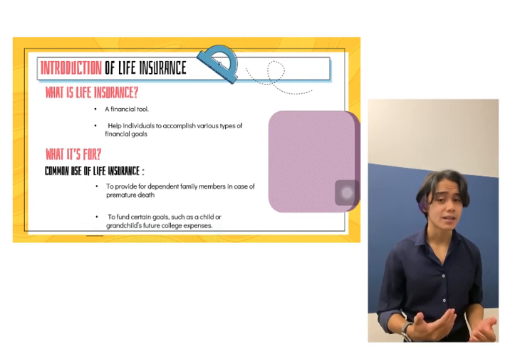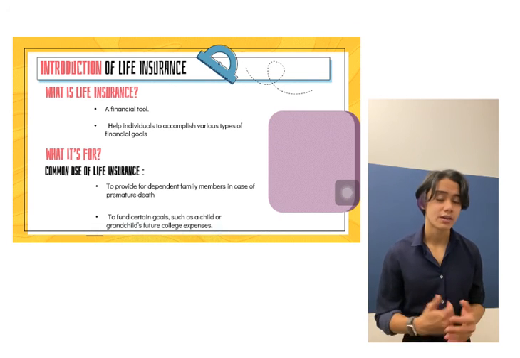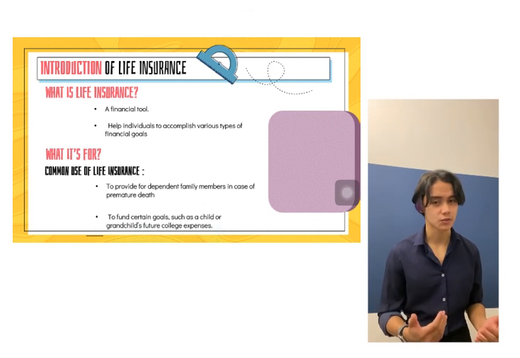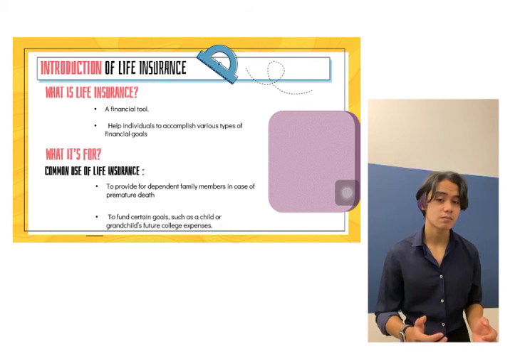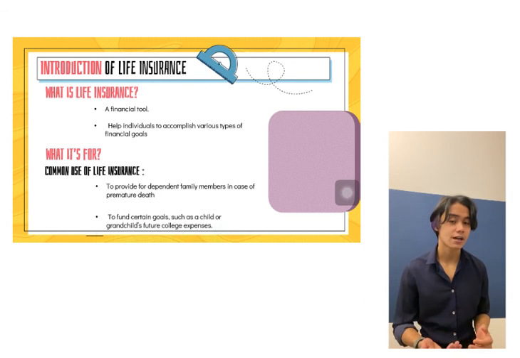Well, how about life insurance? Life insurance is a type of financial tool to help you accomplish various types of financial goals. Common uses of life insurance are to provide for dependent family members in case of premature death, and to fund certain goals such as child or grandchild college expenses. It is also for your financial security.